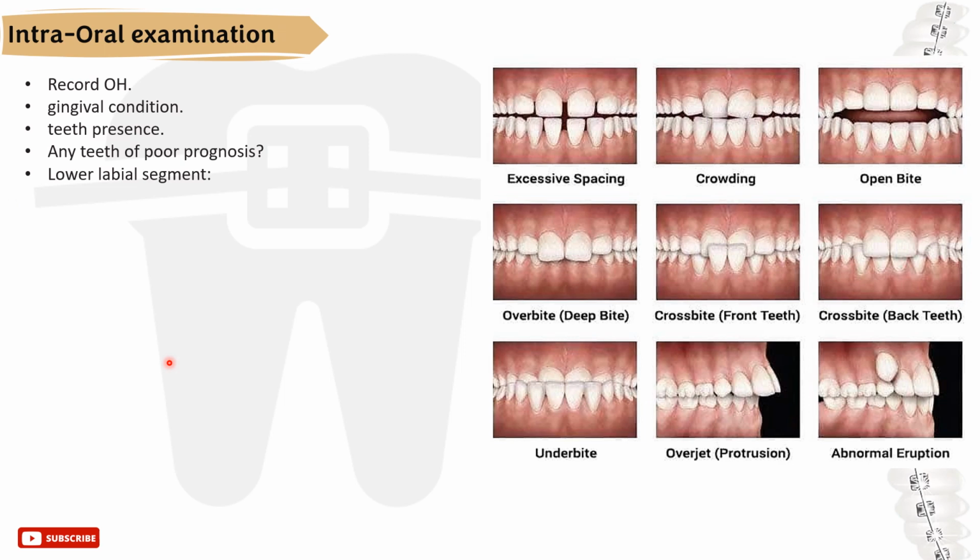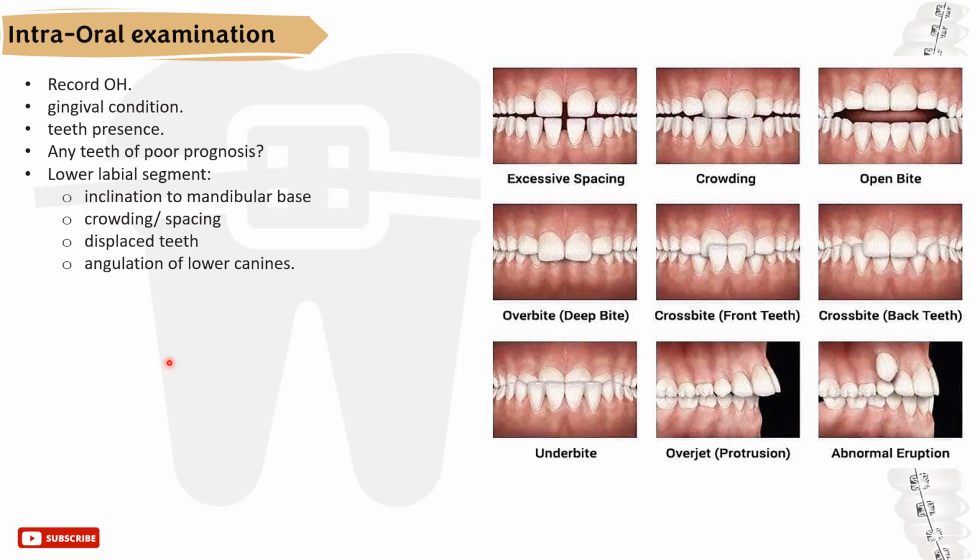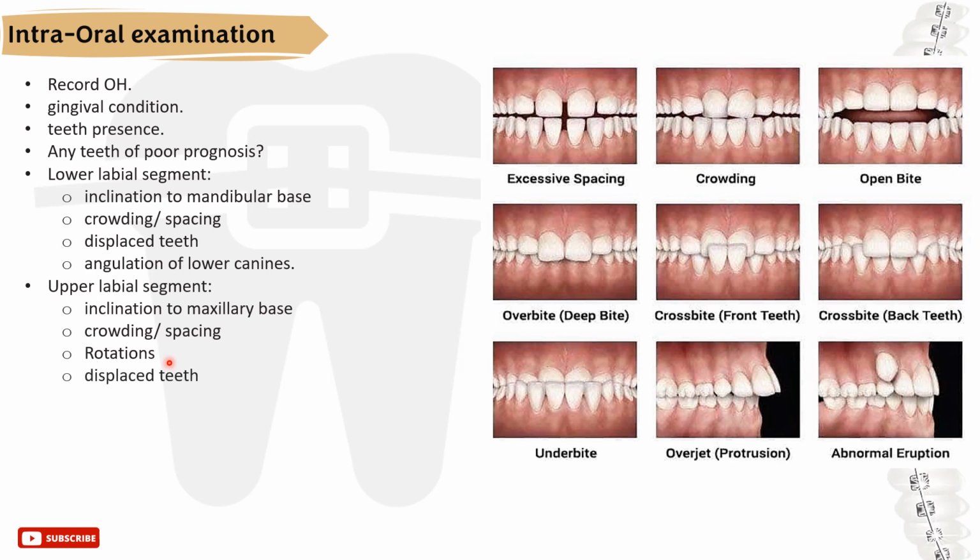When you assess the lower labial segment, look for the following: the inclination of the mandibular base, the crowding or spacing between the teeth, displaced teeth, and angulation of the lower canines. And when assessing the upper labial segment, look for the inclination of the maxillary base, crowding or spacing, rotations, displaced teeth, and the presence and the angulation of the upper canines.